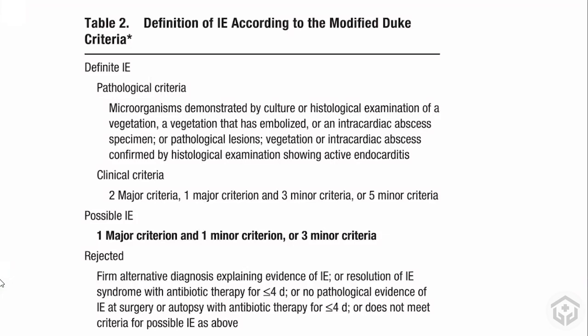And for possible infective endocarditis, if one major and one minor, or three minor criteria are there, we consider it as possible infective endocarditis. If the findings can't fit into these categories, then we have to reject. There is no evidence of infective endocarditis. But even though it is not fitting as such, if there is strong clinical suspicion that the patient has infective endocarditis, we have to treat them as infective endocarditis. That final decision is going to be made by the clinician.